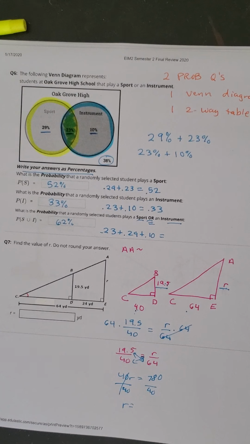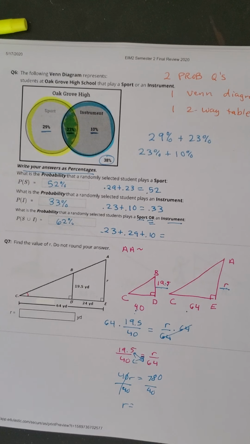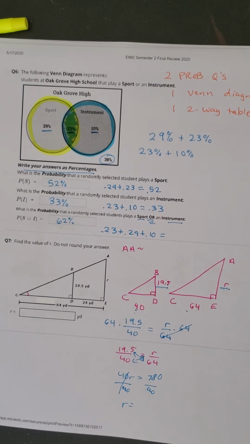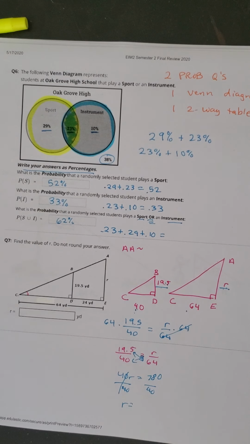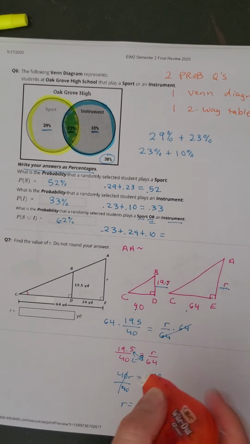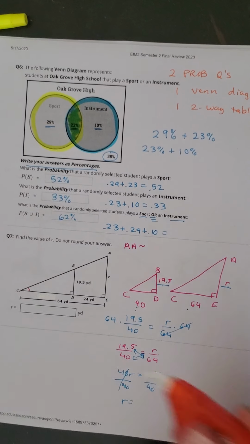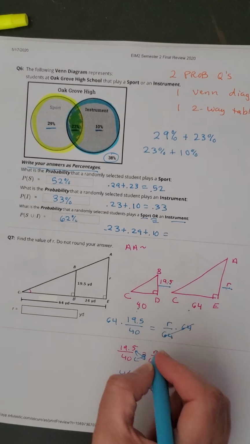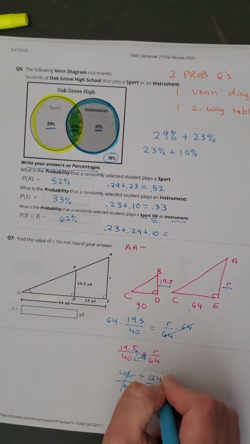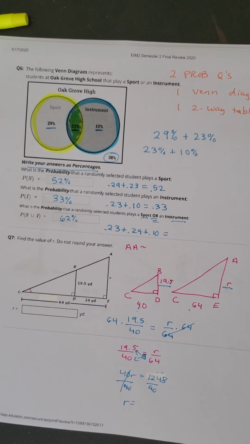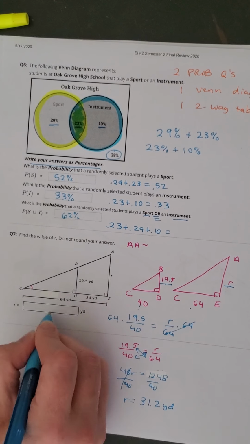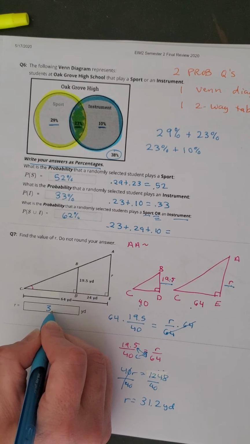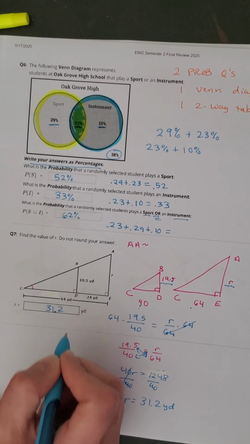Oh, I multiplied that wrong. I'm sorry. 19.5 times 64 is 1,248, not 1,000, so I have an error here. My bad. This should be 1,248. Divided by 40 is 31.2 yards. So 31.2. And it says do not round your answer.